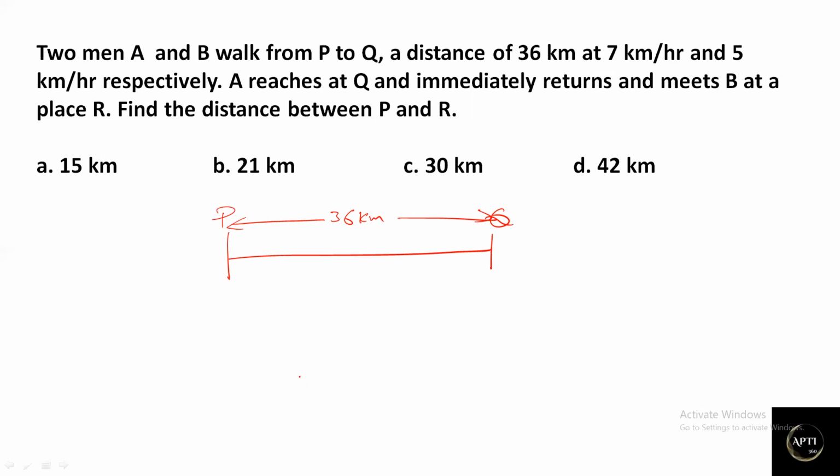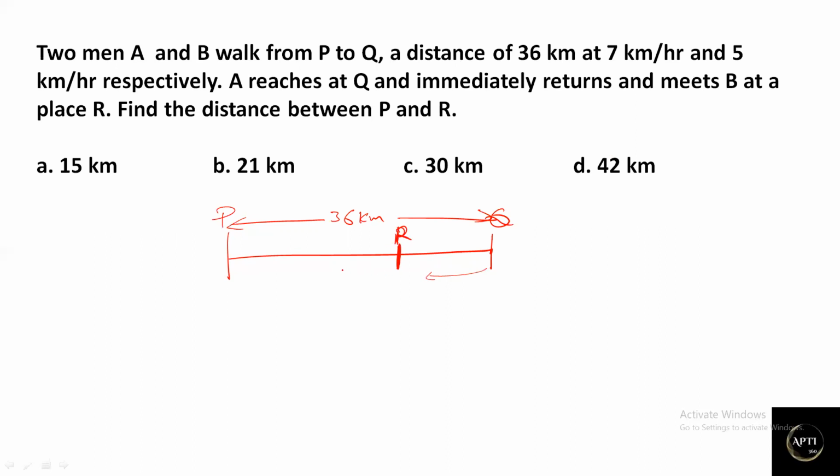Okay, A reaches Q and returns immediately. It means two persons are walking from P to Q. A's speed is more than B's, so A will reach point Q and again return back to P, and they will meet somewhere in between. Let's call this point R.